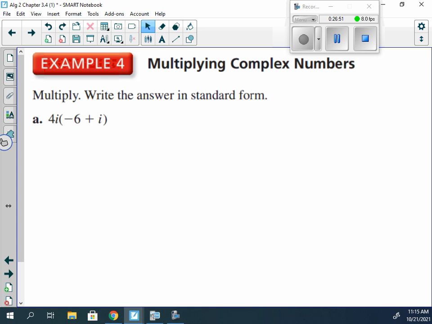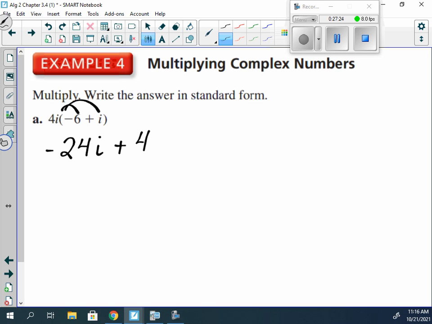Multiplication with complex numbers. With multiplication, here we just need to use the distributive property. Well, 4i times negative 6. 4 times negative 6 would be negative 24, and then we would have our i. Negative 4i times i. Well, 4 times i would just be the plus 4. i times i is i squared.